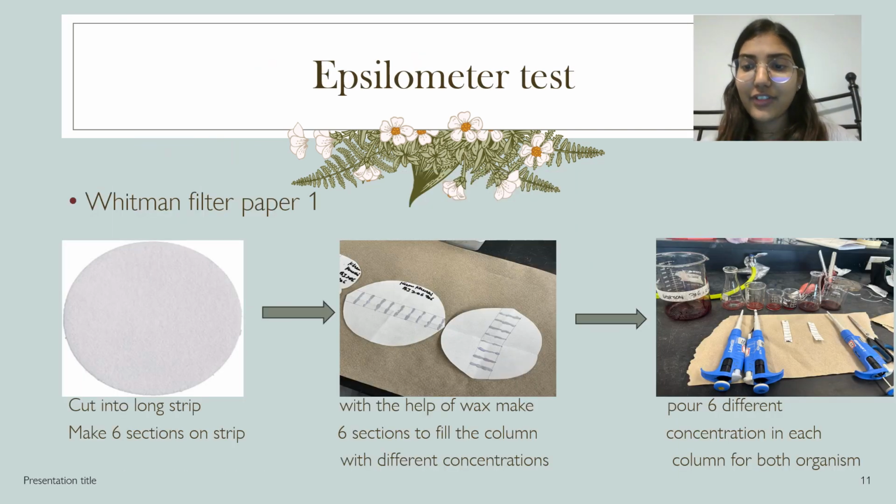So the last test that we performed was the epsilometer test, also called the E-strip test, which is just a replica of finding the antimicrobial activity of beetroot extract. First of all, the E-strip was prepared, and for the E-strip preparation we used filter paper, Whatman filter paper 1, and the circular filter paper was first cut into a.